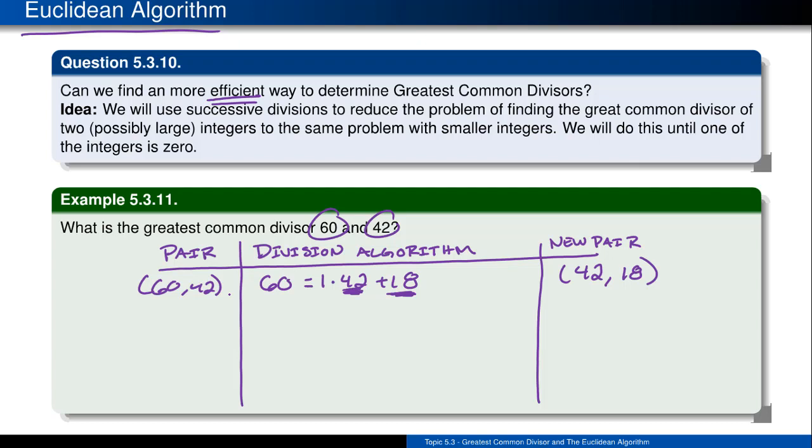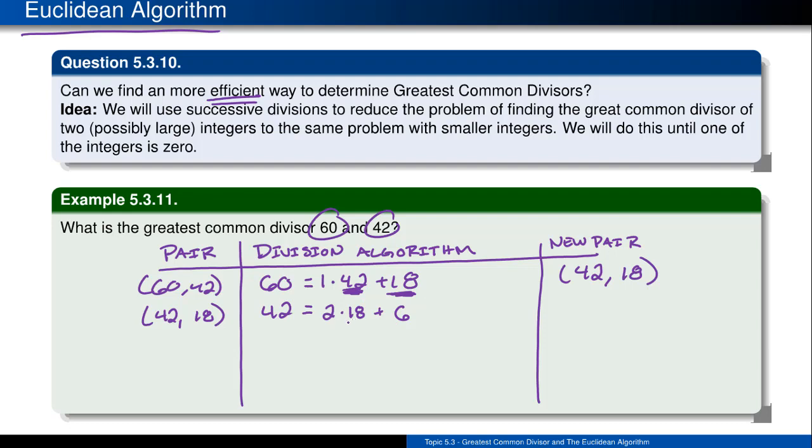So now I'm just going to run this process one more time. I'm going to take this 42 and that 18, and run this division algorithm on this. I'm going to look at 42, and think about how many times 18 goes into 42. In this case, 18 is going to go into 42 2 times, and I'm going to be left with a remainder of 6. Because if I take that 18 times that 2, I'm up to 36, and then I'm short by 6. So in this case, I'm going to have a remainder of 6.